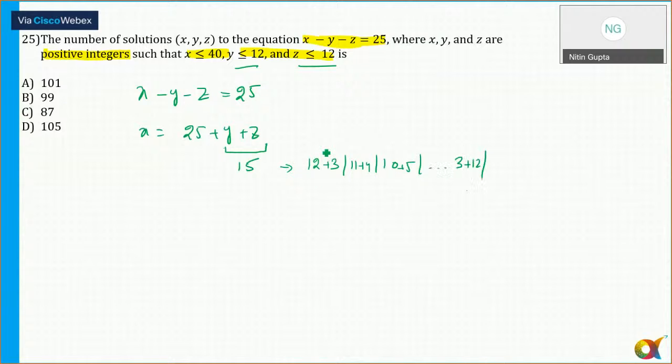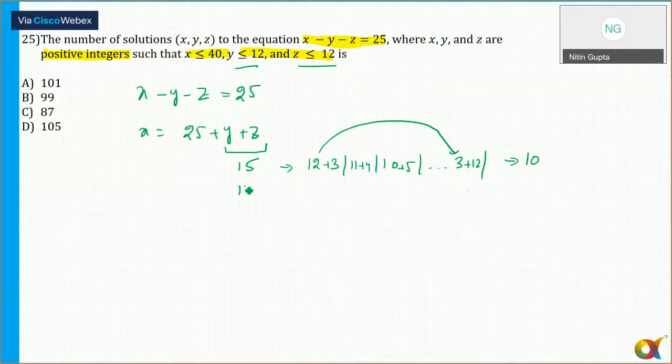So the total number of solutions from 12 to 3, if you count here, what is the total number of solutions when y plus z is equal to 15? Please tell me. What is the total number of solutions in this case? That is 10. From 3 to 12, how many numbers are there? There are 10 solutions. So I can say the total number of solutions here is 10.